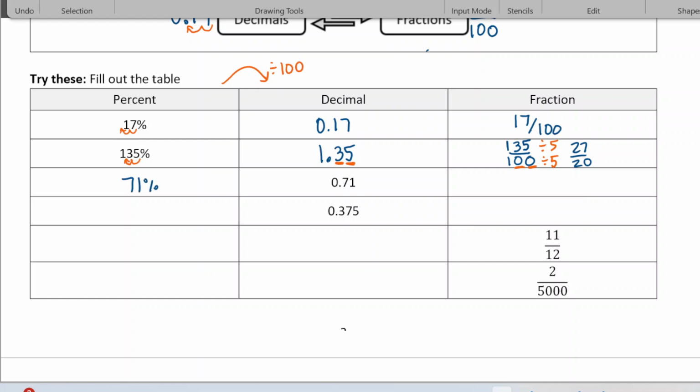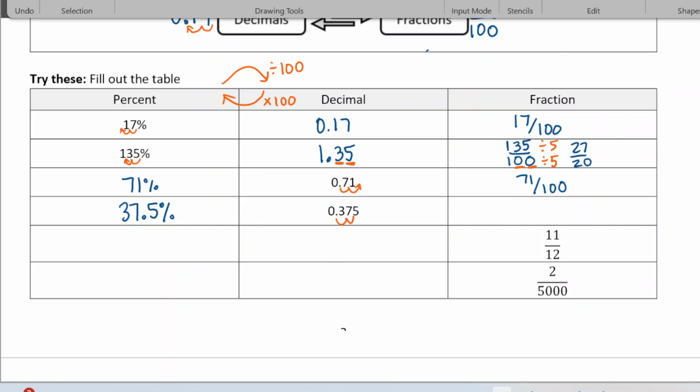71%. So here, when we're going this way, we want to multiply by 100. So that's moving the decimal place over 2 spots. So 0.71 would be 71%, and it would be 71 out of 100. Okay, so this one, again, moving the decimal place over, 37.5%. So you can have a percentage that has a decimal place in it as well.